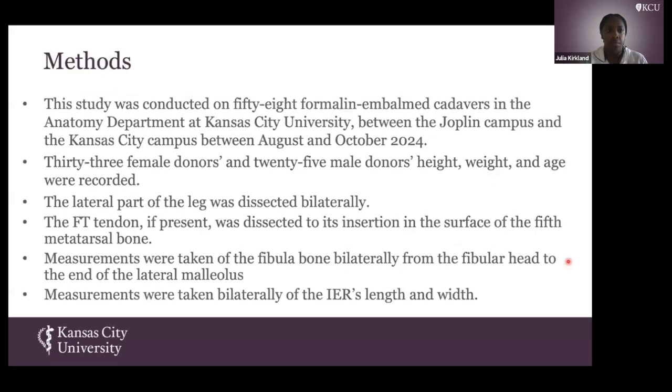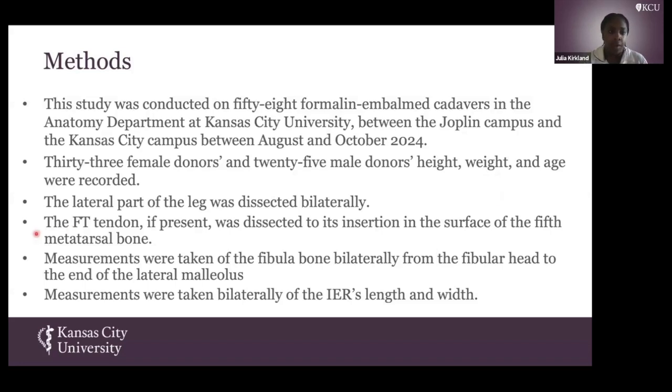So now I'll go into the methods. This is kind of long, so just bear with me. I did the study on 58 cadavers between the Kansas City campus and the Joplin campus between August and October of 2024. There were 33 female donors and 25 male donors, and the height, weight, and age were recorded from previous records.